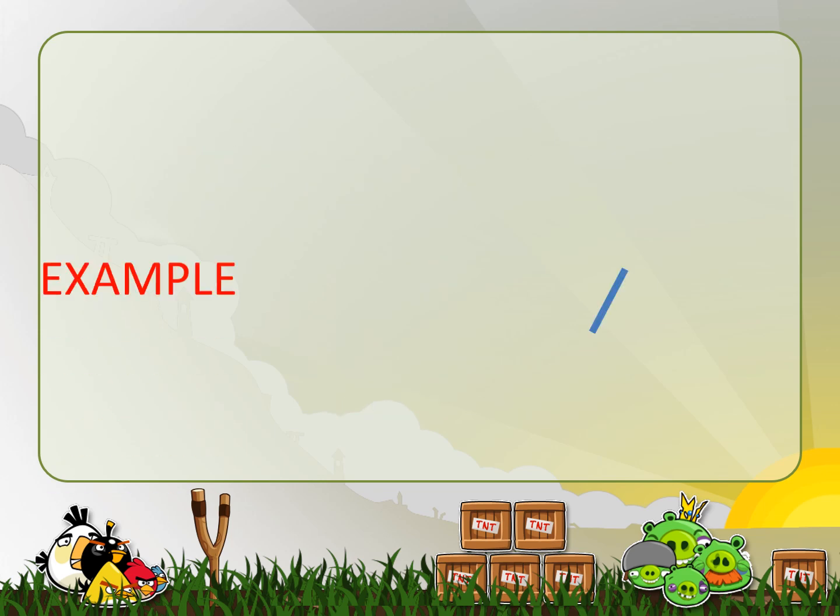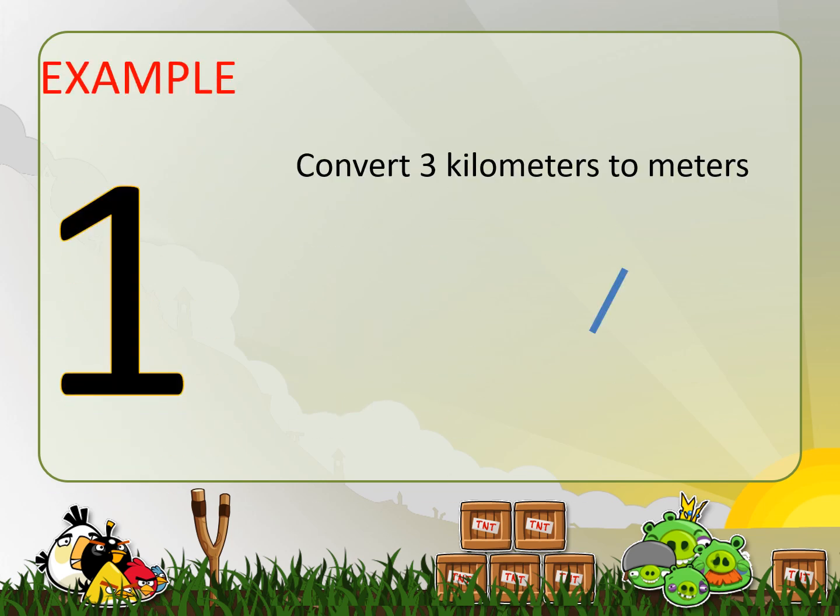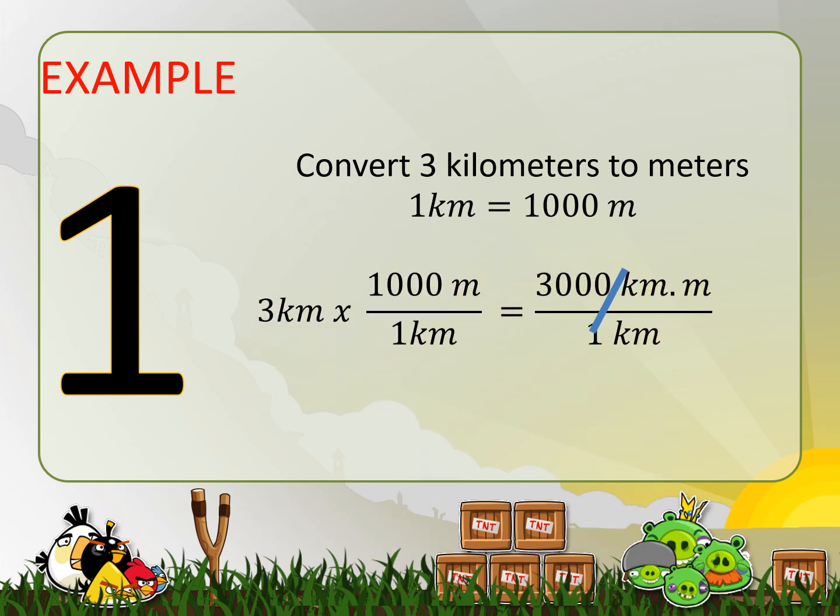Example number 1. Convert 3 kilometers to meters. We all know that 1 kilometer is equal to 1,000 meters. Therefore, 3 kilometers multiplied by 1,000 meters over 1 kilometer is equal to 3,000 kilometer-meters over 1 kilometer. Cancel similar units to lead us to our desired unit. Now we have 3,000 meters.